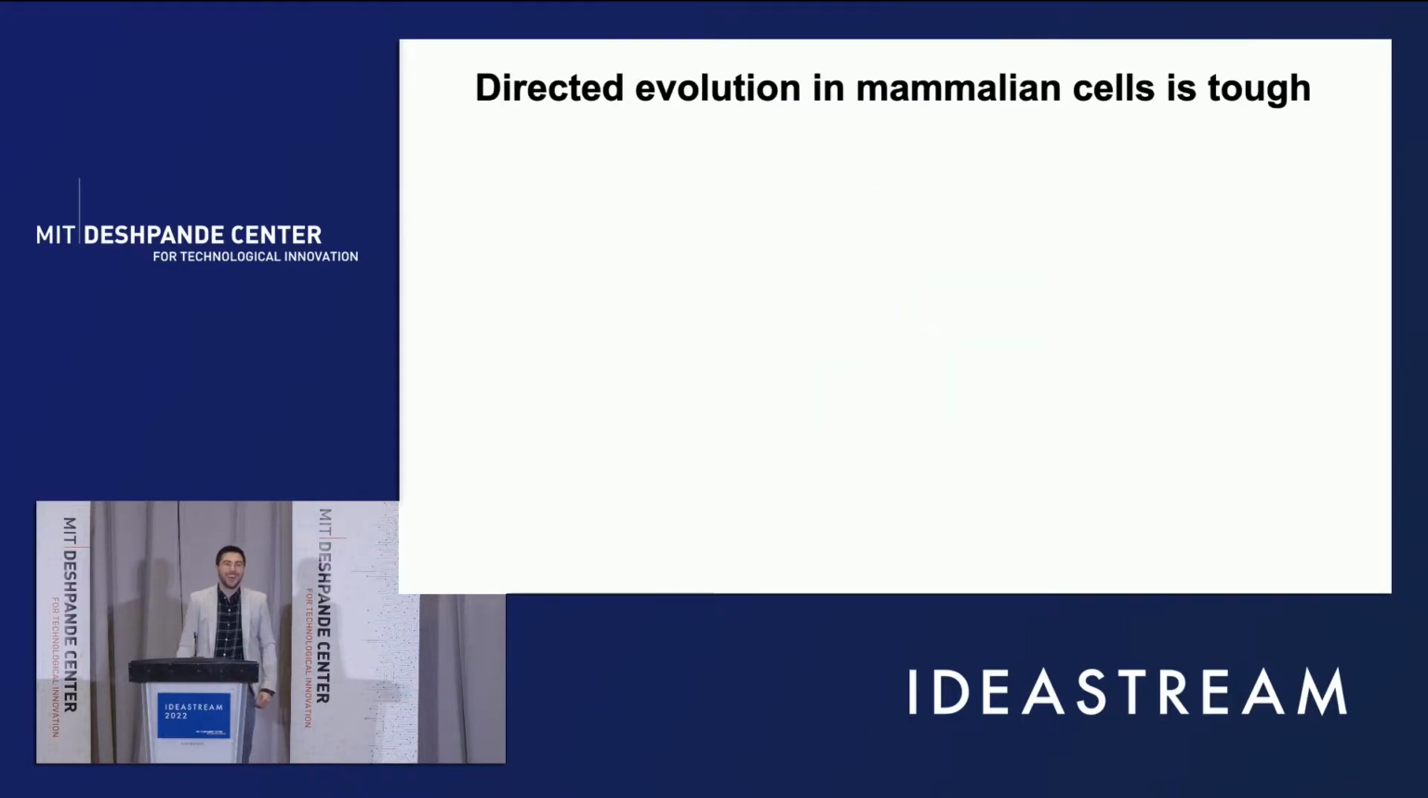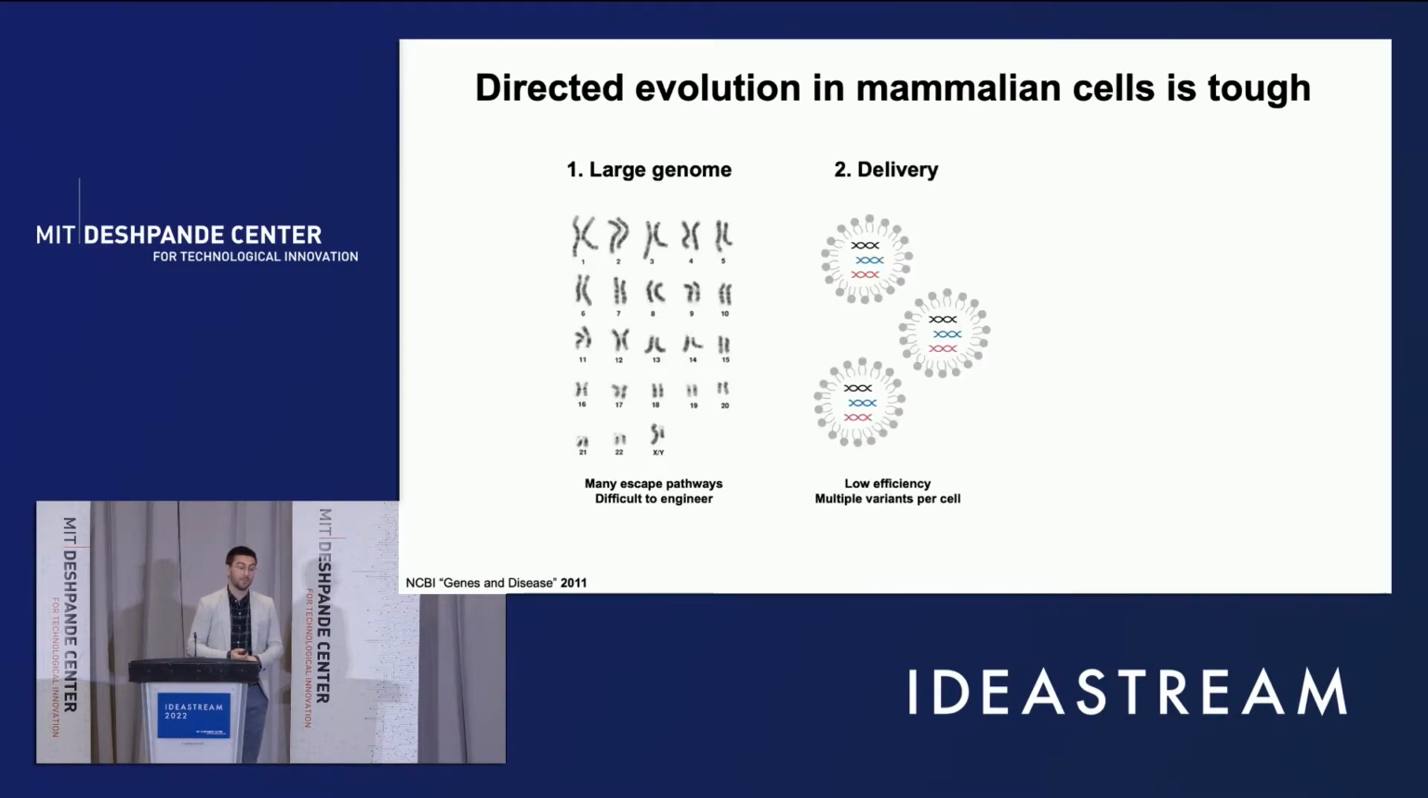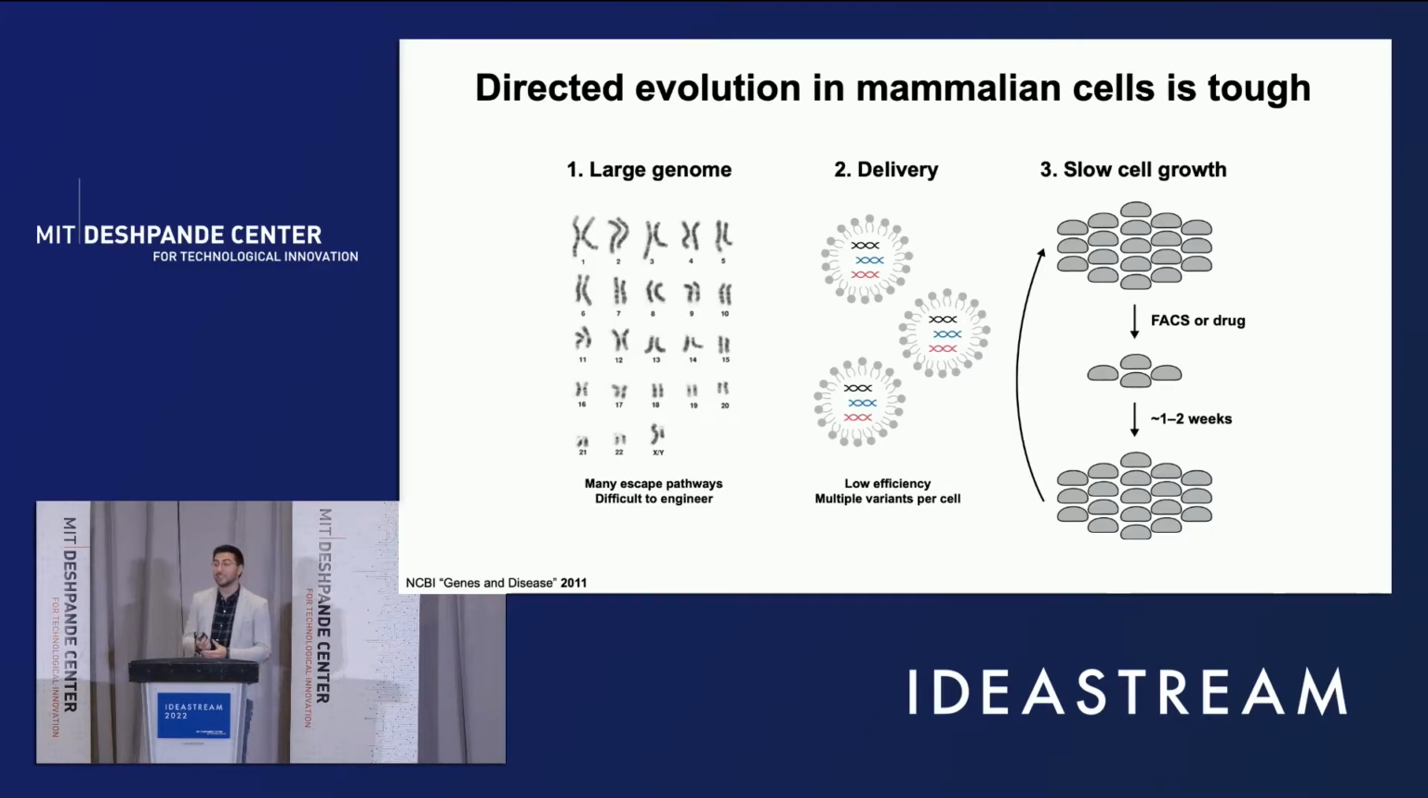Unfortunately, that's really tough. And I'll highlight three main reasons why directed evolution in mammalian cells is so difficult. The first is that the mammalian cell genome is huge, much larger than bacteria or yeast, and that means there are many escape pathways and that they're relatively difficult to engineer. The second is delivery. So delivering your genetic variants to mammalian cells can be fairly low efficiency, and then you can potentially, problematically, deliver multiple variants in a given cell. And lastly, mammalian cells are really slow to grow as compared to bacteria or yeast. Mammalian cells can take 1 to 2 weeks to expand in a population. All these things can really ruin a directed evolution campaign.